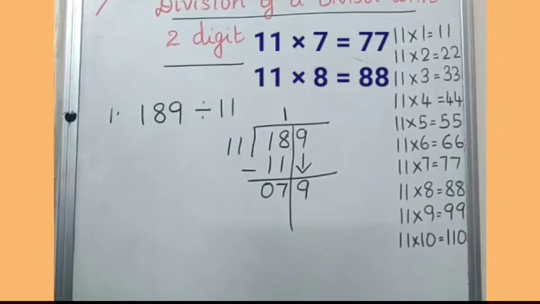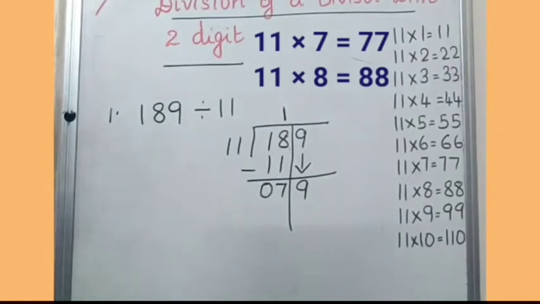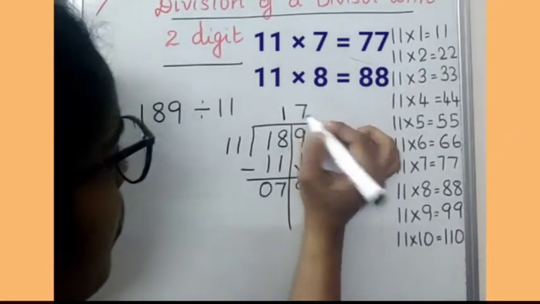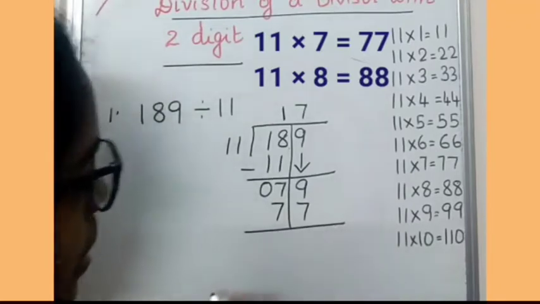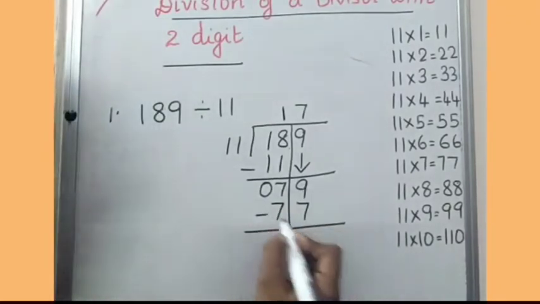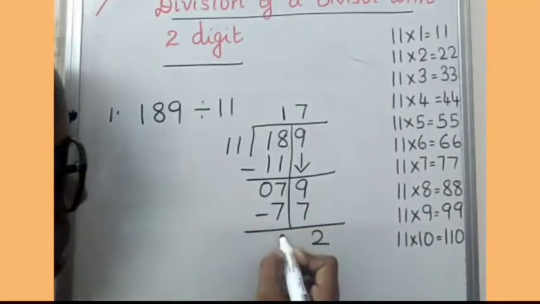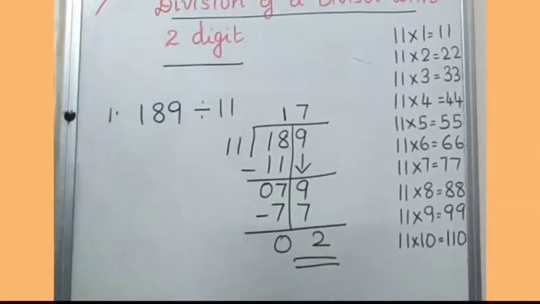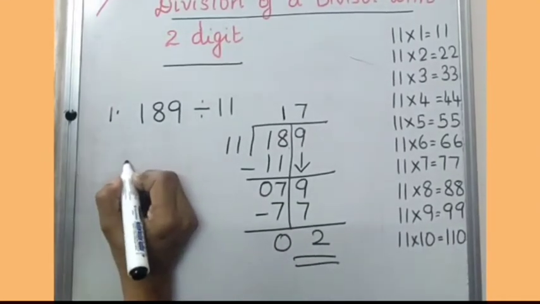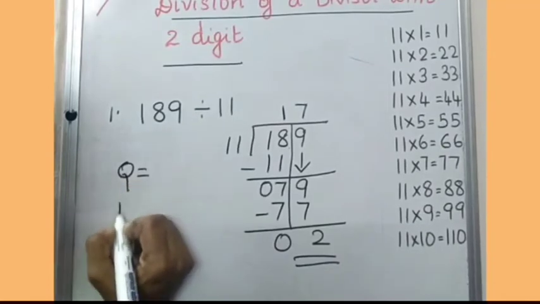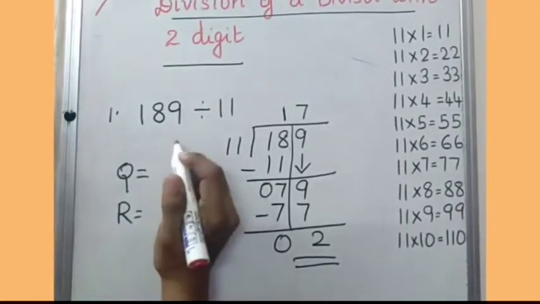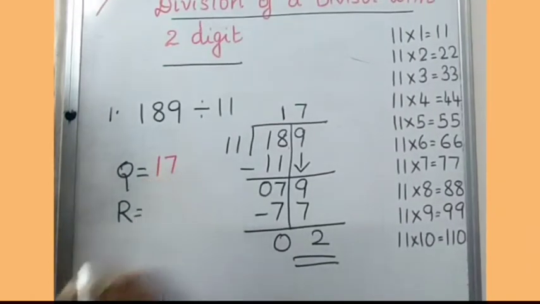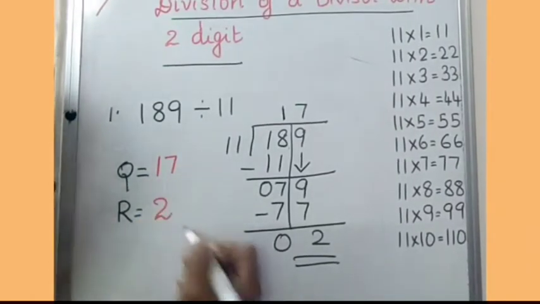79. How many times is 11 in 79? 7 times. I put 7 here. 77. Draw line. 9 minus 7, 2. 7 minus 7, 0. So our quotient is 17, remainder is 2.